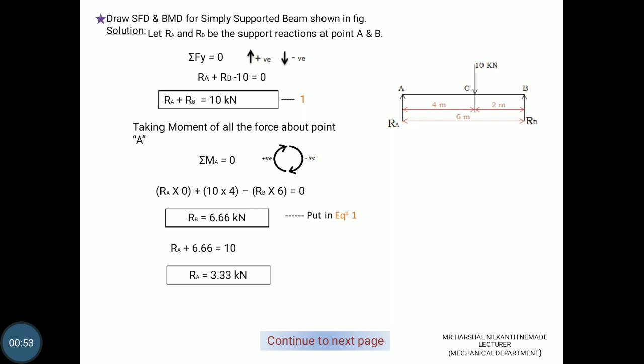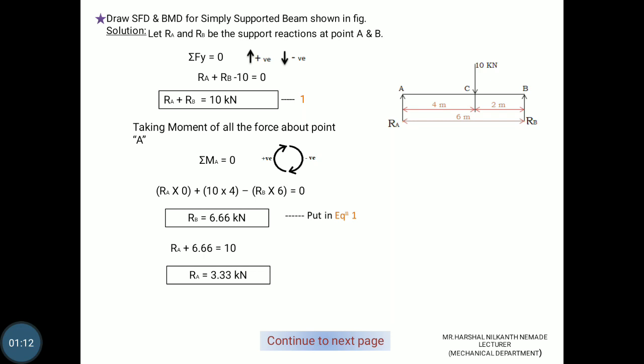Summation of Fy is equal to 0. Upward force is positive, downward force is negative. Ra plus Rb minus 10 is equal to 0. So Ra plus Rb is equal to 10 kilonewton. It will be equation 1.